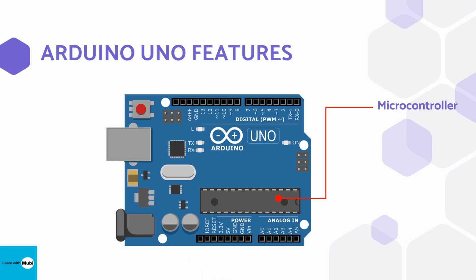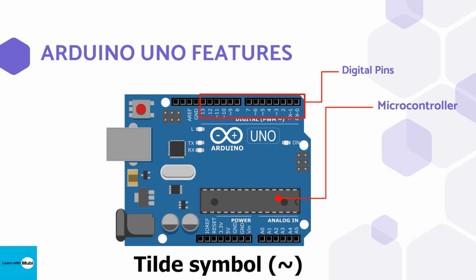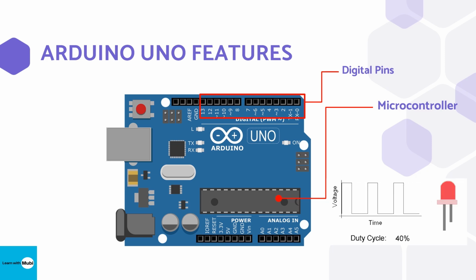The next are the digital pins. You can find these pins labeled digital 0 to 13. These pins can be used as either input or output pins. Some of the digital pins are labeled with a tilde symbol next to the pin numbers: pin numbers 3, 5, 6, 9, 10, and 11. These pins act as normal digital pins but can also be used for pulse width modulation, PWM, which has various applications.